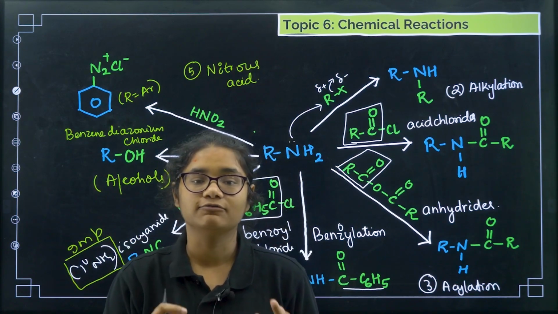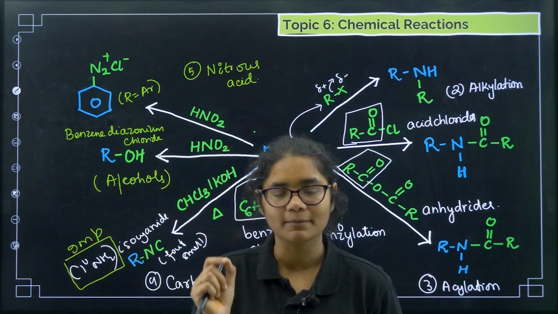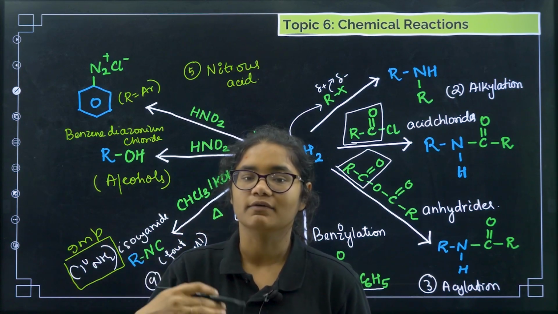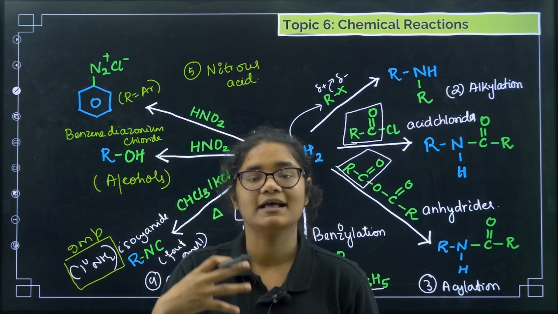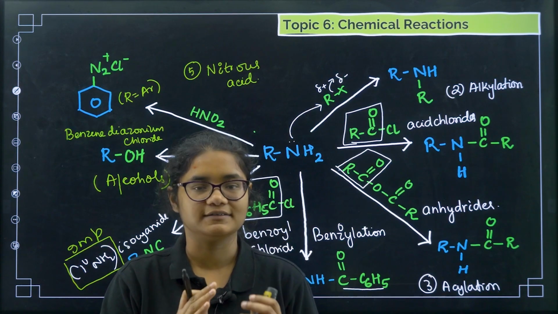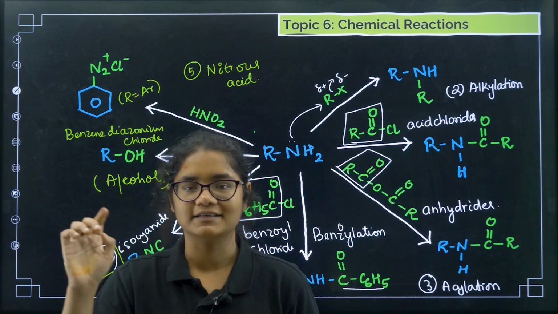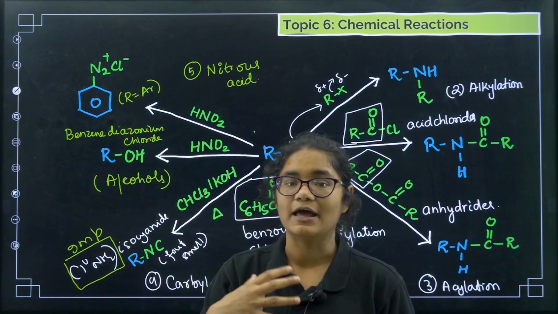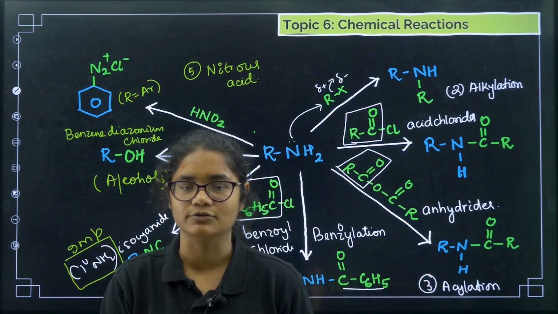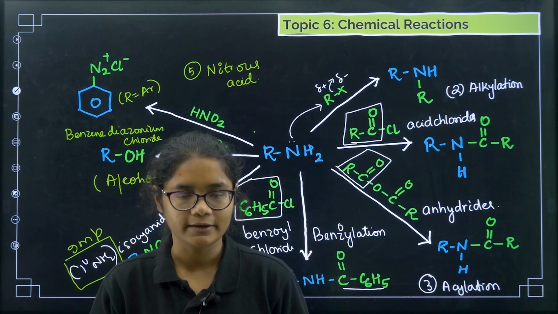Next we have the 4th reaction, the carbylamine test. This is given only by primary amines. Reagent used is CHCl3 and KOH. Once you do this, you get isocyanides and it has a foul smell from which it can be easily identified. Now the 5th one is nitrous acid. If the R group is an aliphatic amine, with nitrous acid we will get alcohols. If it is an aromatic amine, that is aniline, then with nitrous acid we will get benzene diazonium chloride. Clear?